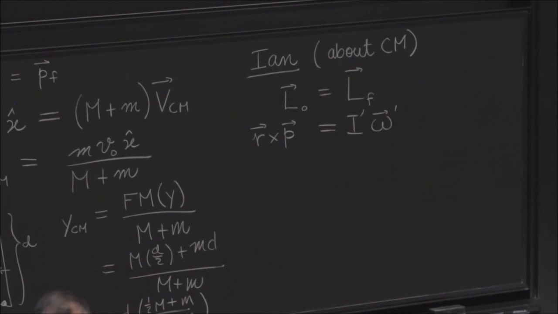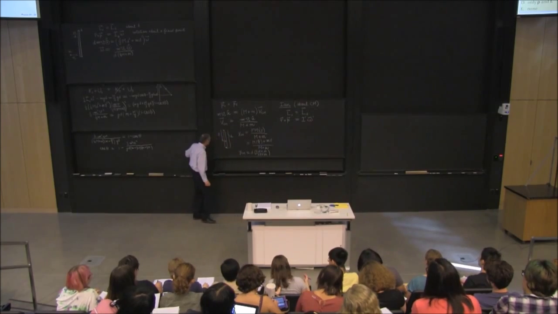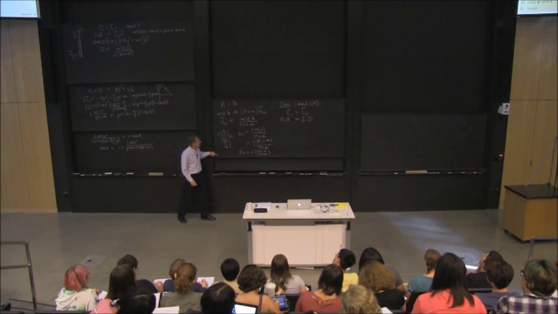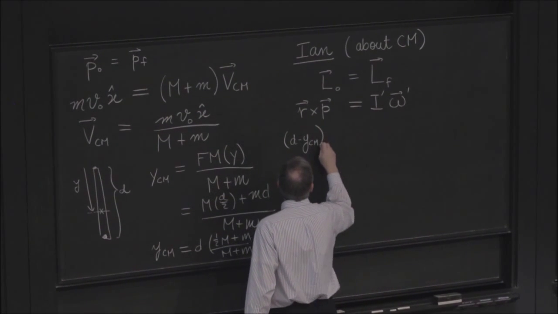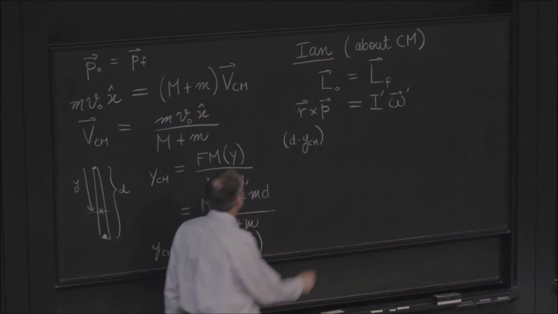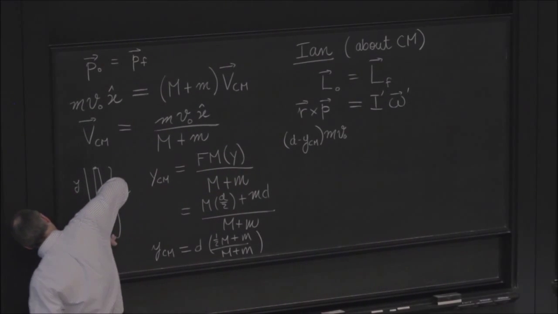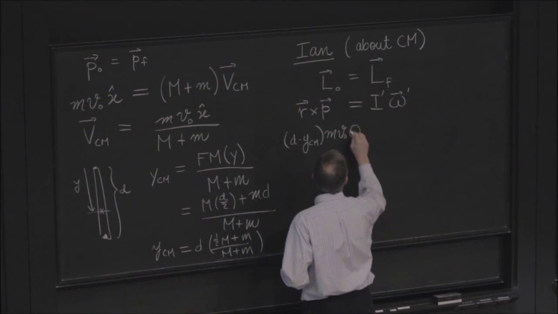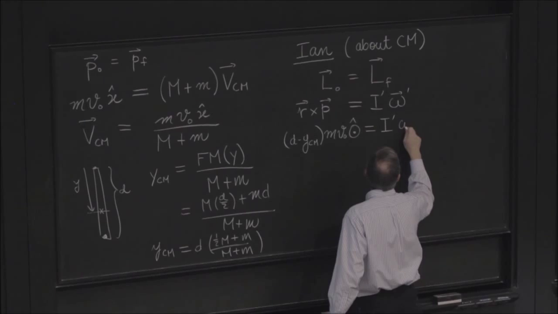So if we go about the center of mass, there's no orbital angular momentum. There's only the spin angular momentum about the center of mass. R cross P, momentum is perpendicular to that distance, and so we would get d minus Y CM times m v naught, in the out of the board direction. Oh, I prime looks like a pain.